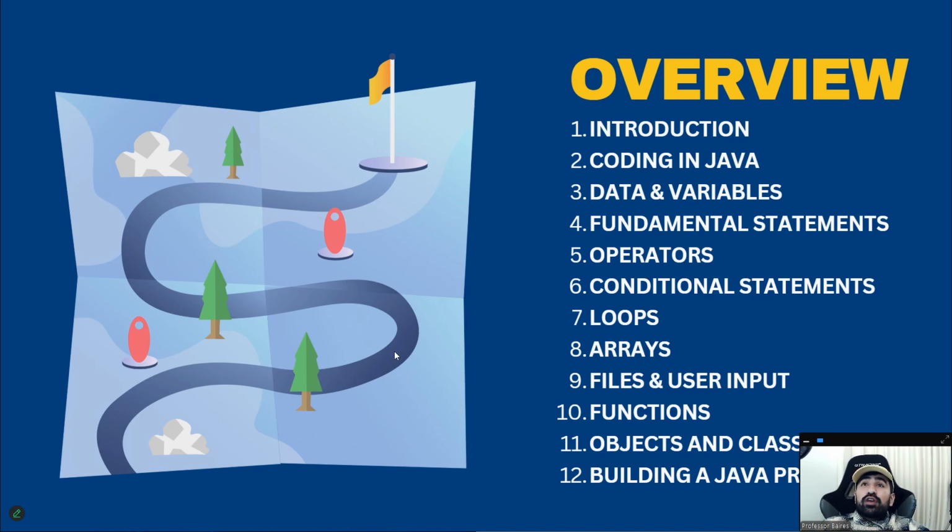We'll talk data and variables. So that's going to allow us to store data, right? Use it, reuse it. Then we'll go into fundamental statements so that we can actually use those variables, get them to do things that we want. We'll talk operators. We'll talk conditional statements. So we'll be able to do some math. We'll be able to do some comparisons. We'll be able to branch our code so that it can make decisions.